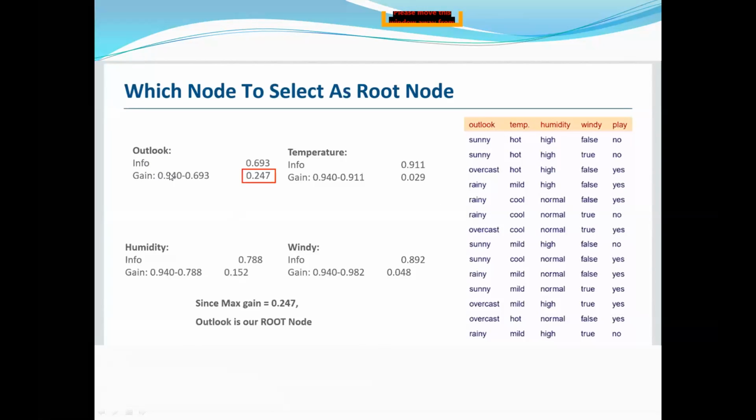First, initially, the total information about the outlook is 0.69. The gain is 0.247. Whereas for temperature, the information is 0.91 and the gain is 0.029. Similarly for humidity and wind. So which one has a higher gain value? Which attribute gains more information? Outlook gains more information. So out of all the attributes, outlook is the better option to fix as the root node, right? So outlook is our root node.